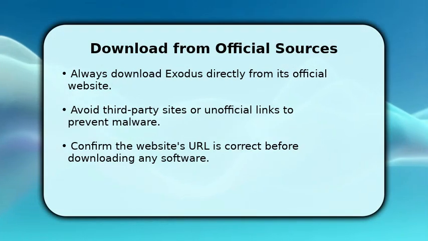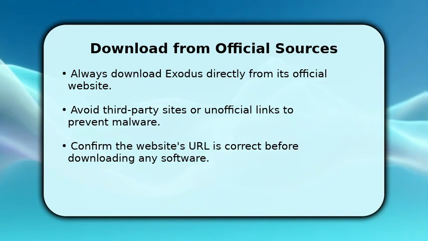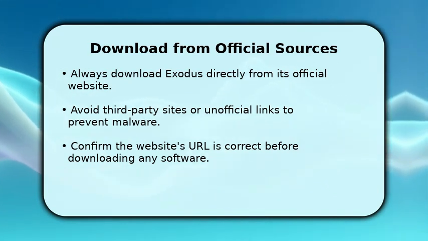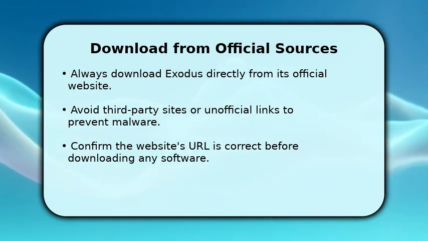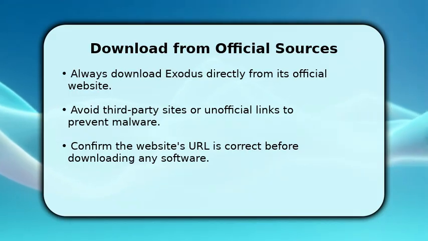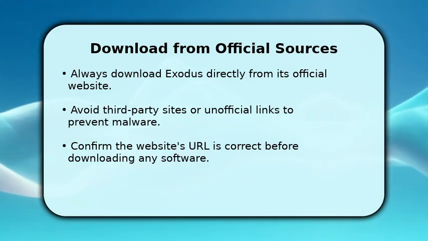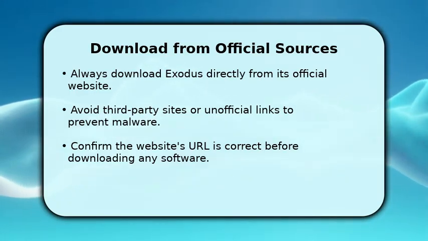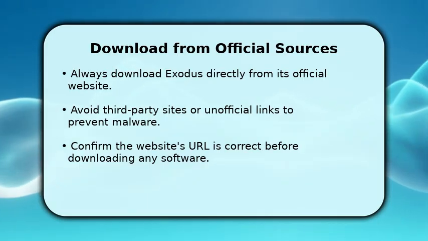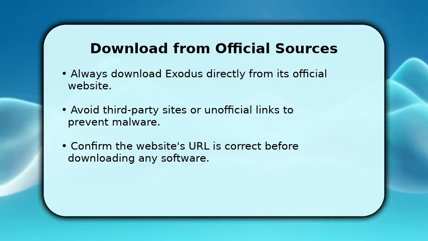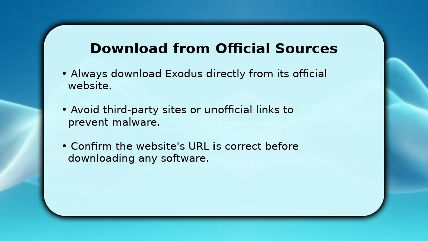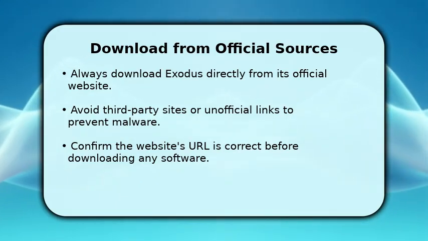First, ensure you download the Exodus wallet exclusively from its official website. This is a fundamental step to avoid counterfeit software that could compromise your funds. Never use third-party download sites or suspicious links. Always double-check the website address in your browser to confirm it is the genuine Exodus domain before initiating any download. This simple check can save you from significant trouble.